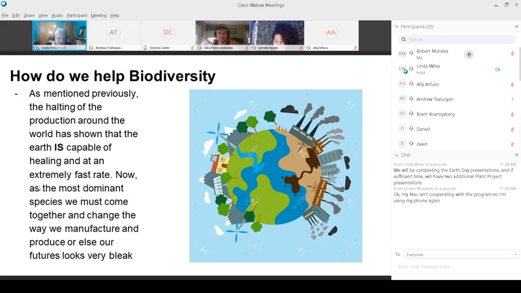How do we help biodiversity? As mentioned previously, the halting of production around the world has shown that the Earth is capable of healing at an extremely fast rate. Now, as the most dominant species, we must come together and change the way we manufacture and produce, or else all our futures look very bleak.